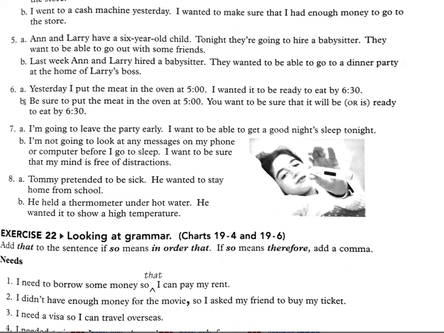Number 6. Yesterday, I put the meat in the oven at 5 o'clock. I wanted it to be ready to eat by 6:30. Again, this is yesterday. So you say, yesterday, I put the meat in the oven at 5 o'clock so that it would be ready to eat by 6:30.